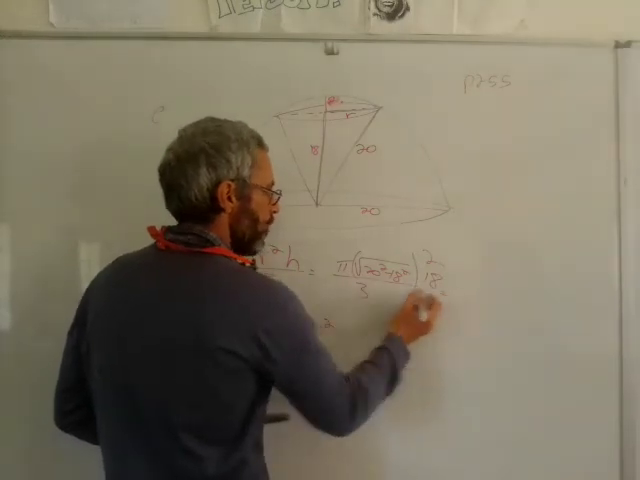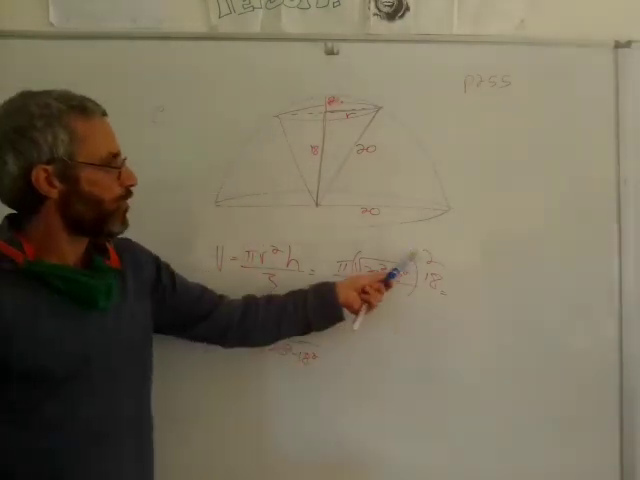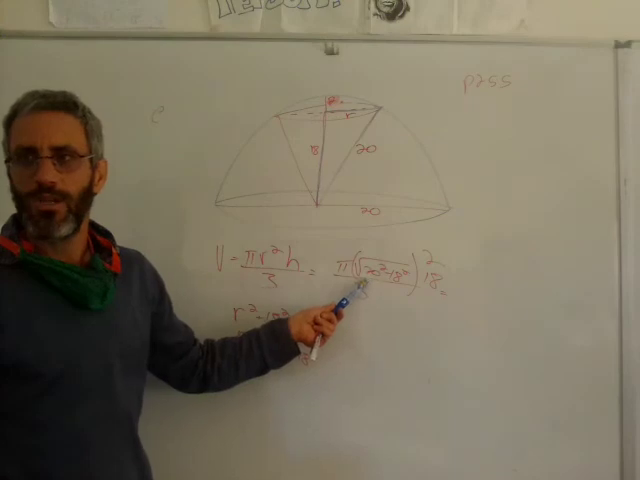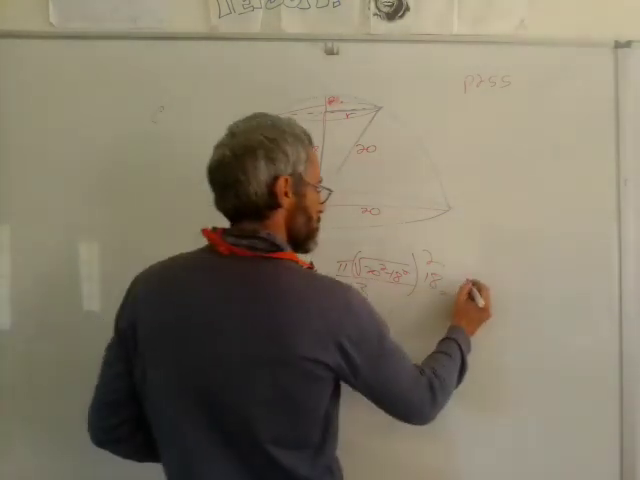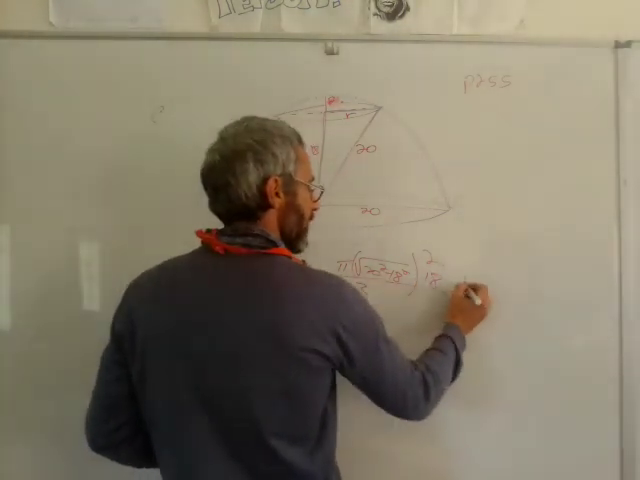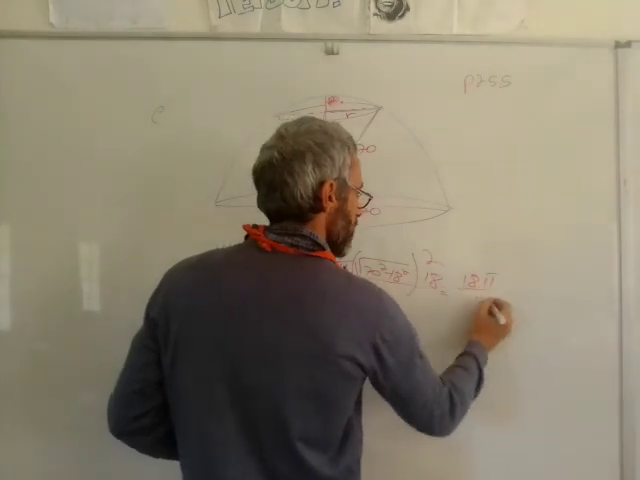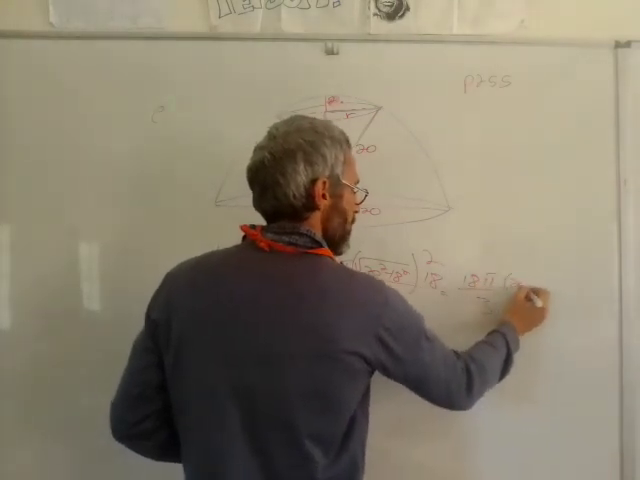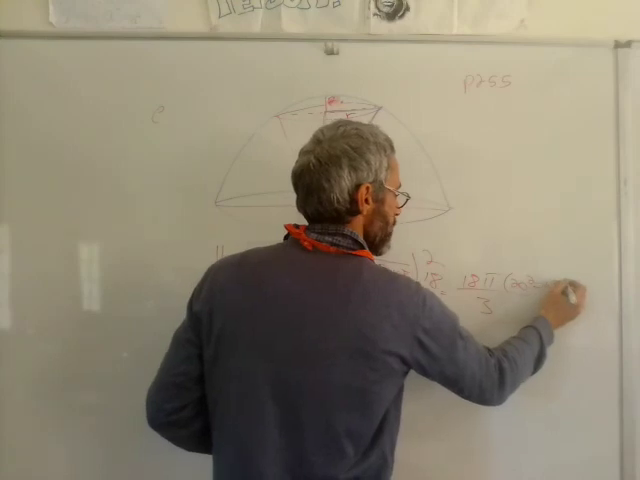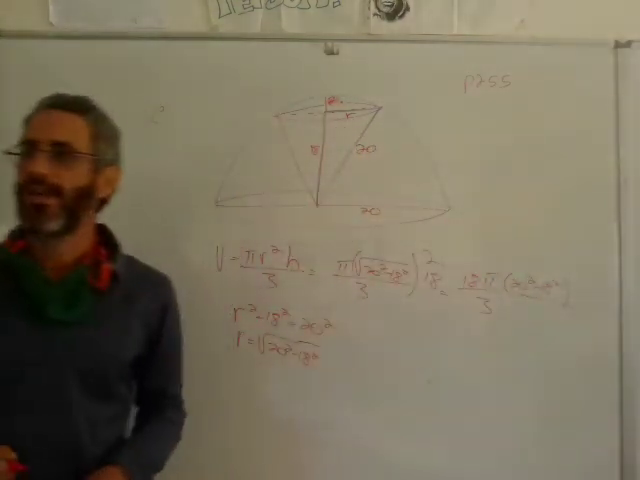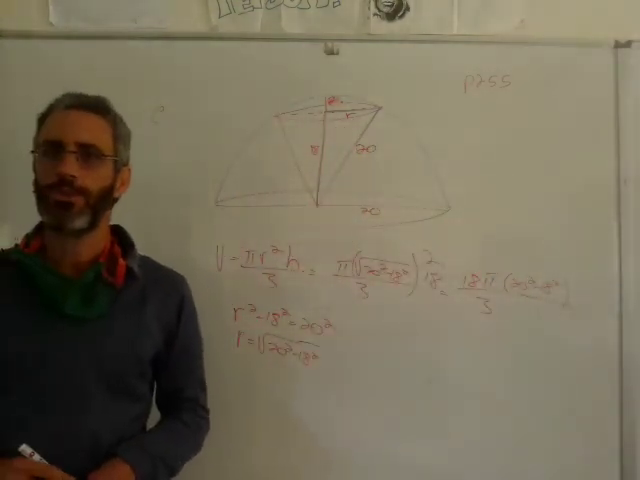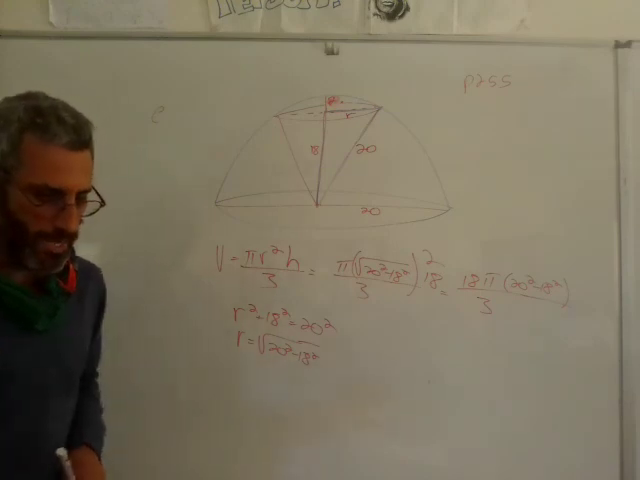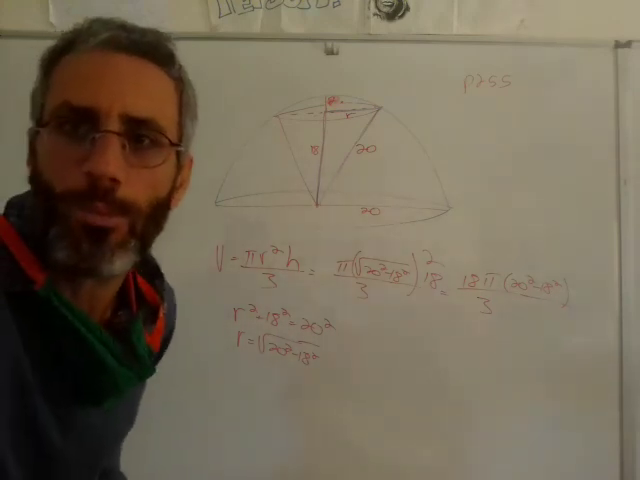Now, what is the square of the square root? Simply the number inside it. So I'll put 18 pi divided by 3 times 20 squared minus 18 squared. Now you can put it in a calculator. Sure you'll manage. I'll pause here. We'll see if there are any more problems we need to go through.